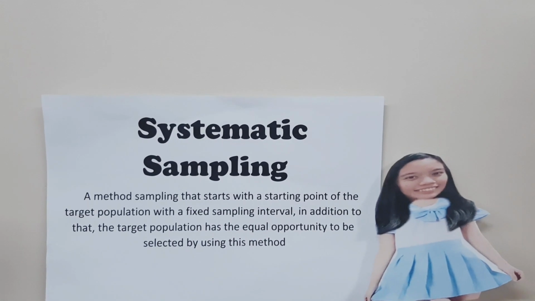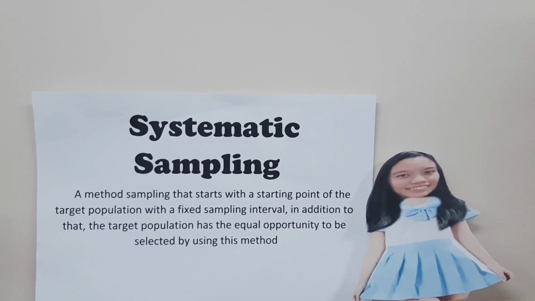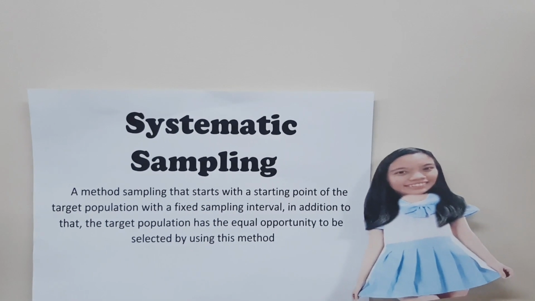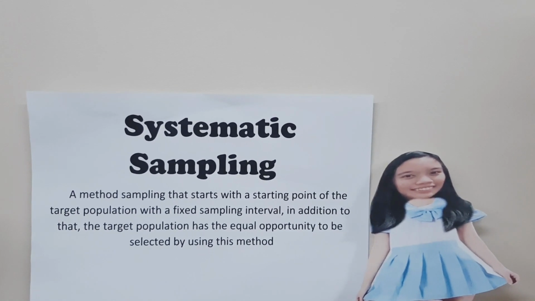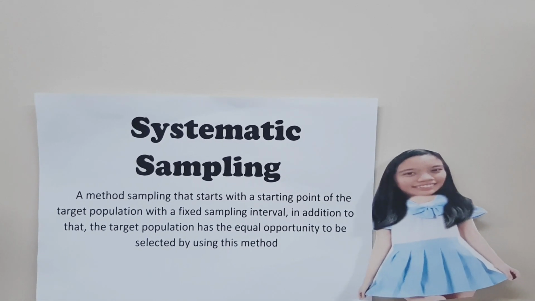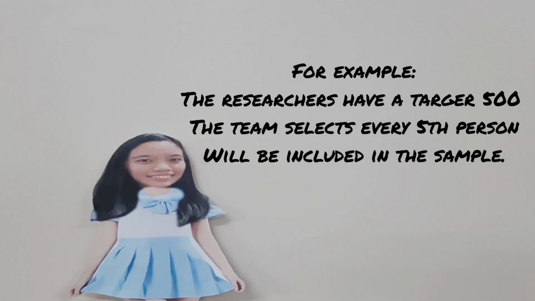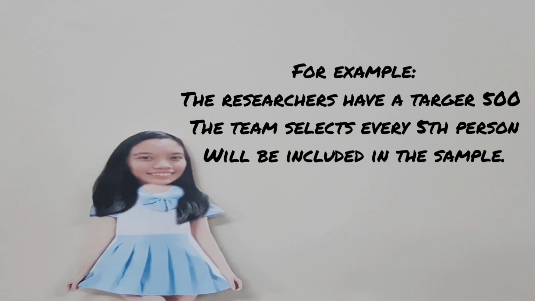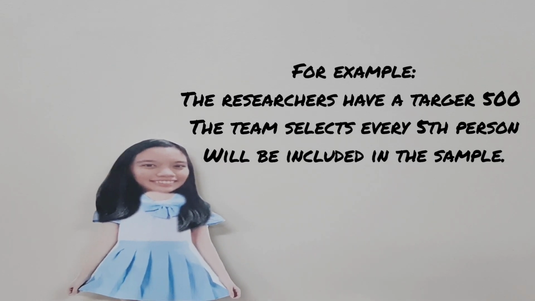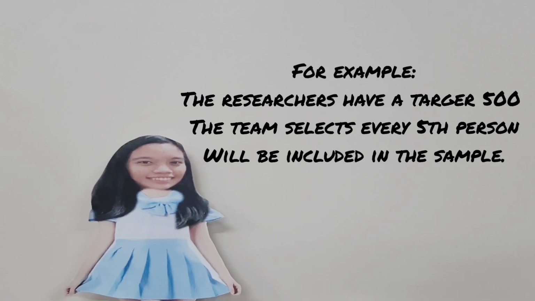Systematic sampling is a sampling method that starts with a starting point in the target population with a fixed sampling interval. In addition to that, the target population has an equal opportunity to be selected using this method. For example, the researchers have a target population of 500. The team selects every 5th person to be included in the sample.